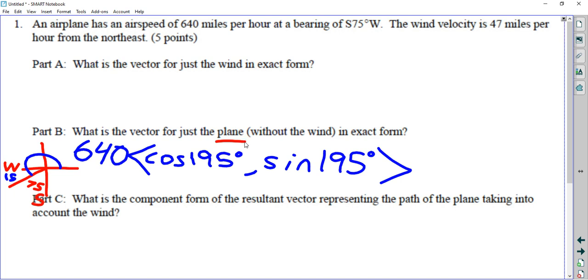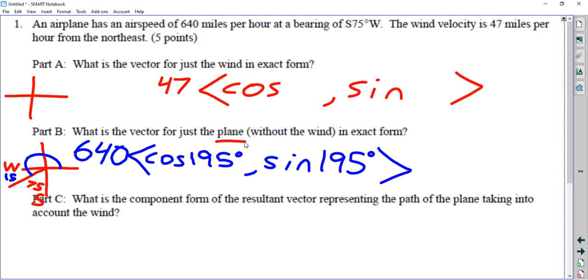For the wind, it has a velocity of 47 miles per hour. So 47 is the magnitude. We got to fill in the angle. The wind is blowing from the northeast. From the northeast, which means blowing that direction towards the southwest.